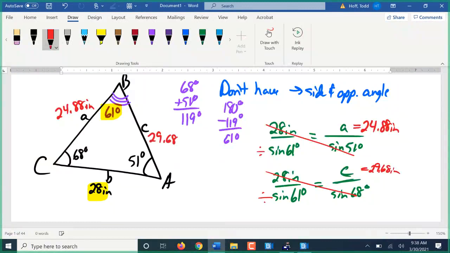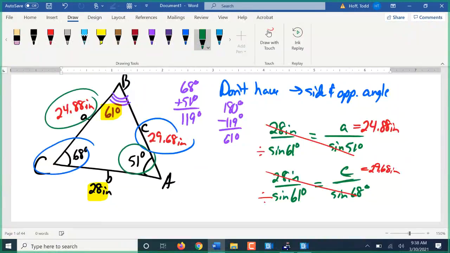Once again, longest side opposite our largest angle, smallest side opposite our smallest angle, and the two small sides, 24 and 28, are 52, add up to be larger than our largest side.